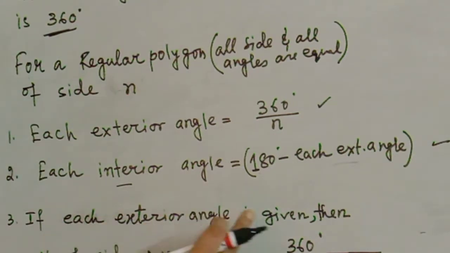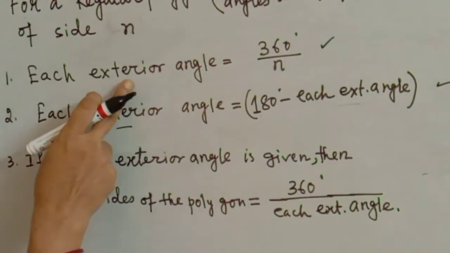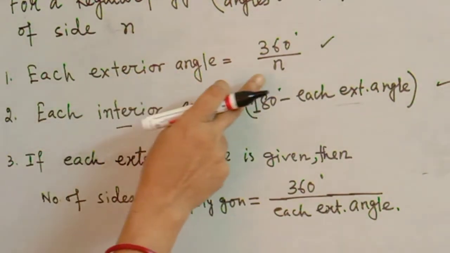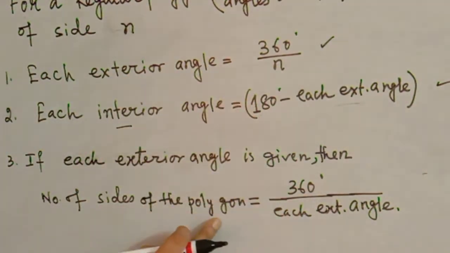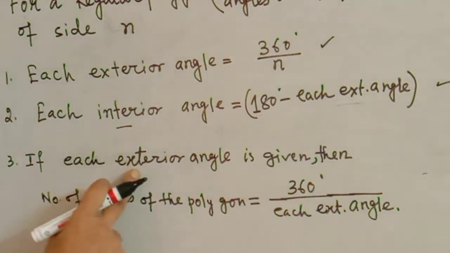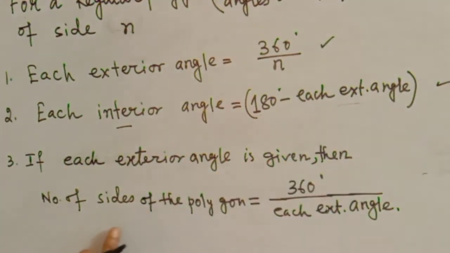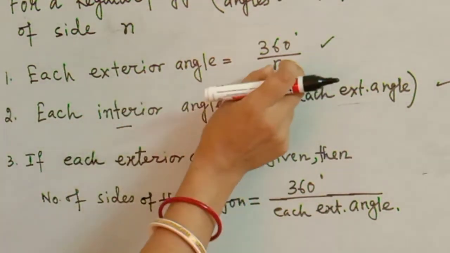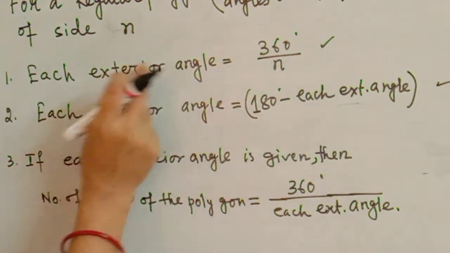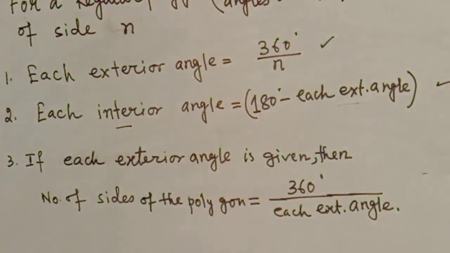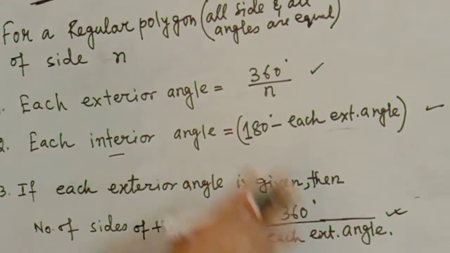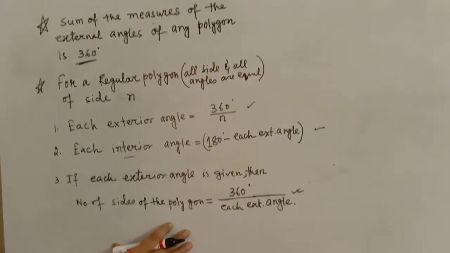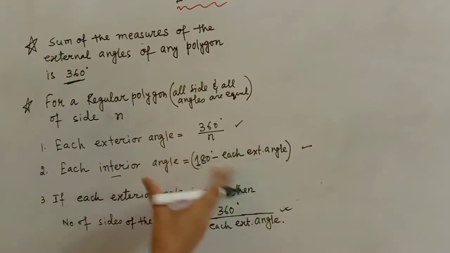If each exterior angle is given, then you can easily find the number of sides of the regular polygon. If each exterior angle is given, then the number of sides of the regular polygon is 360 divided by each exterior angle. Instead of dividing by the number of sides, you divide by the exterior angle and you get the number of sides. By cross multiplication, this formula can be derived. Now we will use these three parts in our exercise 3.2.